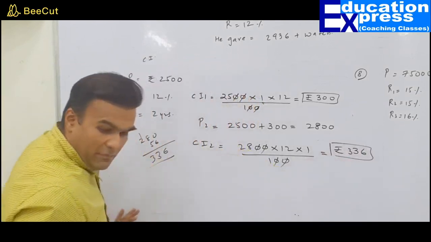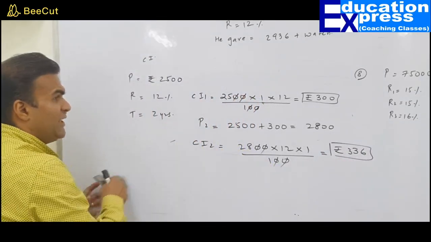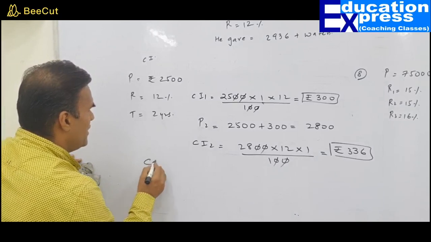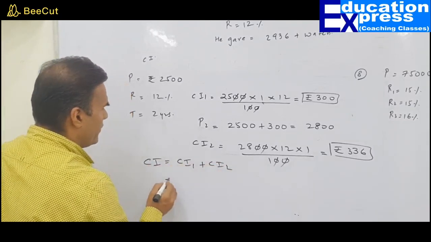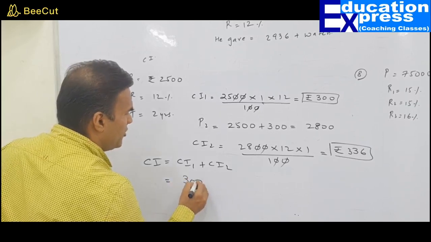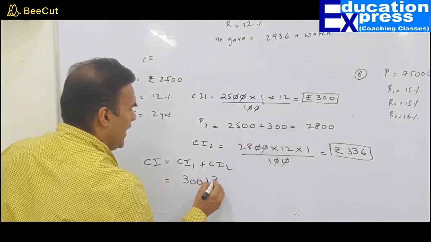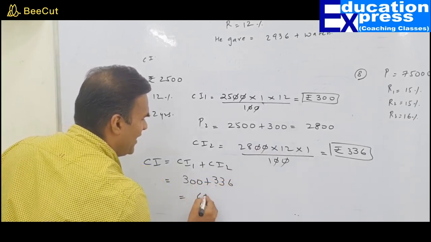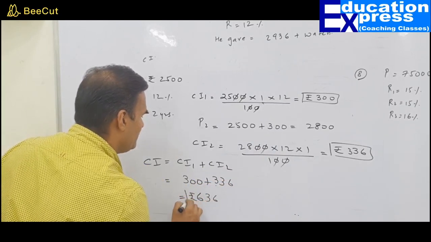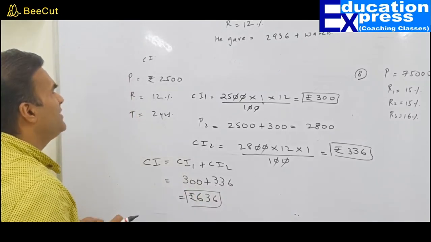Can anyone tell me how much is the total interest that I earned during the 2 years? So compound interest would be CI1 plus CI2. That would be simple, 300 for the first year and 336 for the second year. That makes it 636 rupees, sir. Absolutely right, my dear friends.